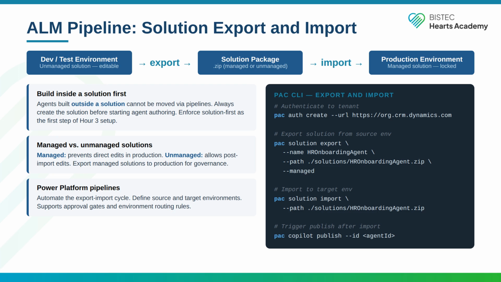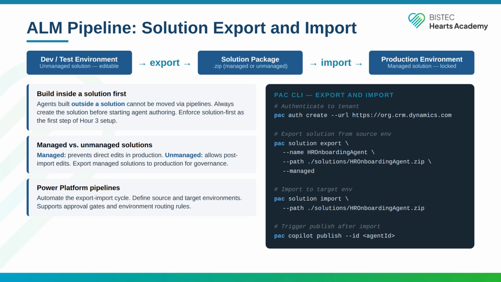Second, choose the right solution type for each environment. Export managed solutions to production. They prevent direct editing in the target environment, ensuring that production state is always a known, pipeline-deployed version. Export unmanaged solutions for development and UAT environments where iteration is expected.